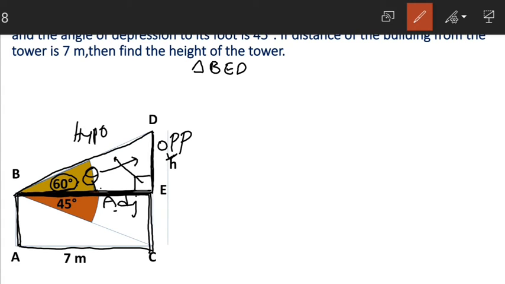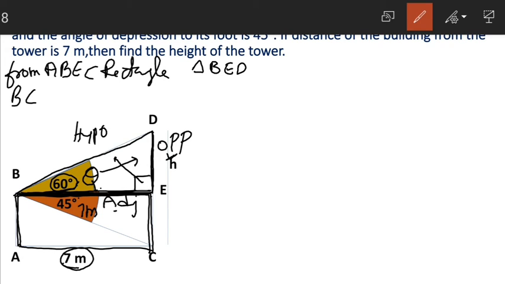So rectangle means whatever the value of AC, the same value we have to take for BE also, because the opposite sides are equal in a rectangle. So clearly we can write from rectangle ABEC, we can take BE value which is equal to AC, that is given as 7 meters. So that means clearly AB value is 7 meters, that is the adjacent value given.